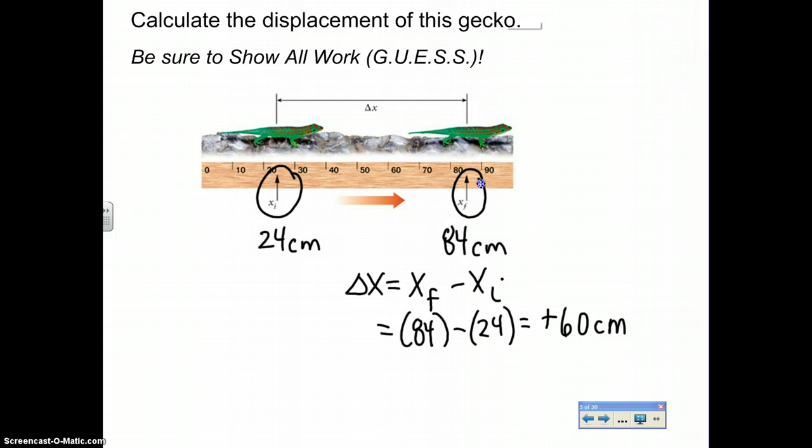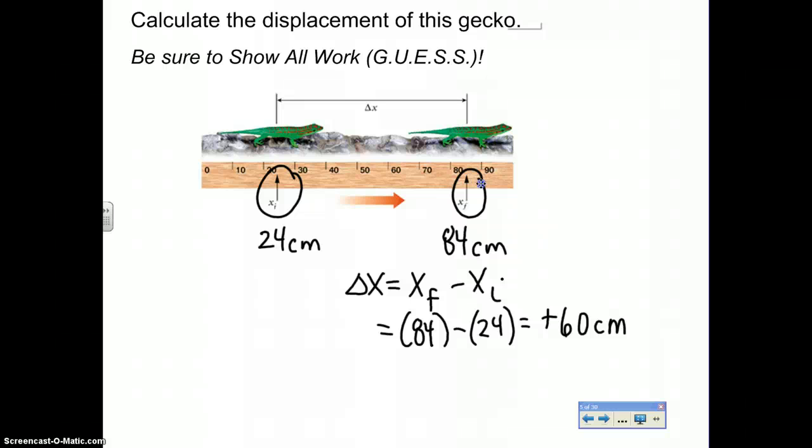By making it a positive number, we're indicating that the gecko ends up 60 centimeters to the right of its origin, or in this case, the point of reference would be 0. It ends up 84 centimeters to the right of the point of reference because it started out 24 centimeters to the right of the point of reference. But its total displacement from its origin is 60 centimeters to the right.